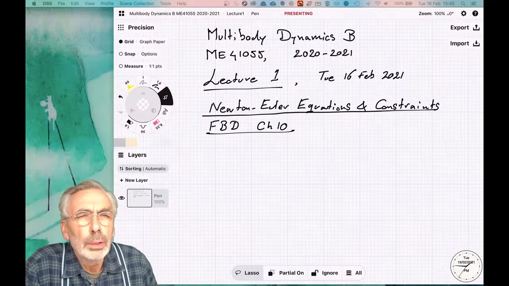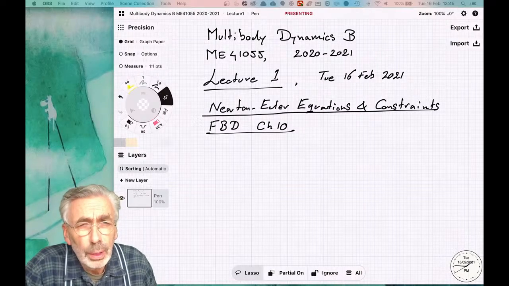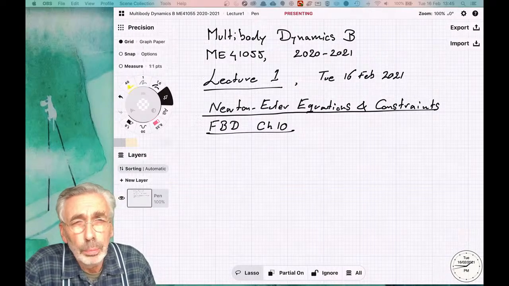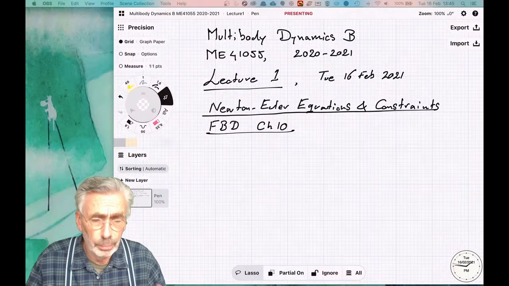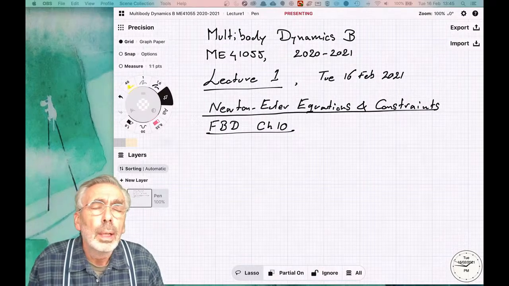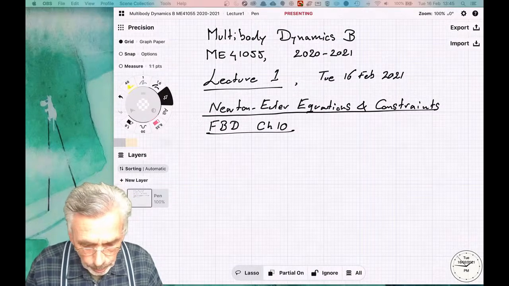Okay, multibody dynamics. Today's topic is Newton-Euler equations and constraints, in particular free body diagrams, and all the material is in chapter 10. I'd like to give an introduction of that in this first hour. Again, the second hour will be questions and answers in Zoom.